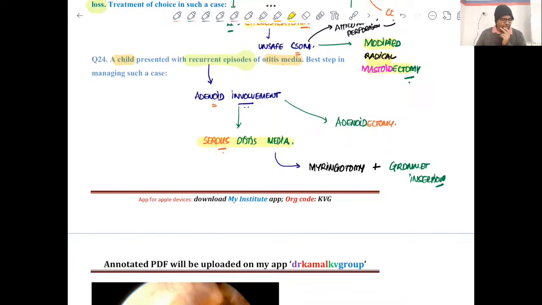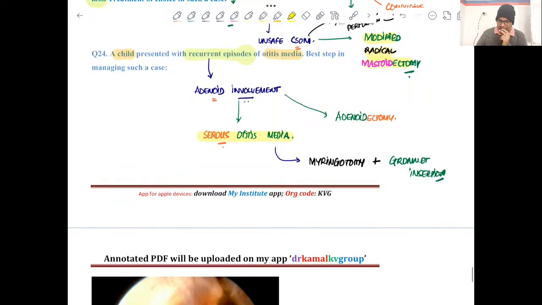Clear? So this is a typical case of serous otitis media. So anytime if you find anything related to adenoid, always go for serous otitis media, because a child with acute suppurative otitis media will be very toxic, with very high fever and severe pain in the ear. Here there is no pain in the ear because this condition is not infective or inflammatory.